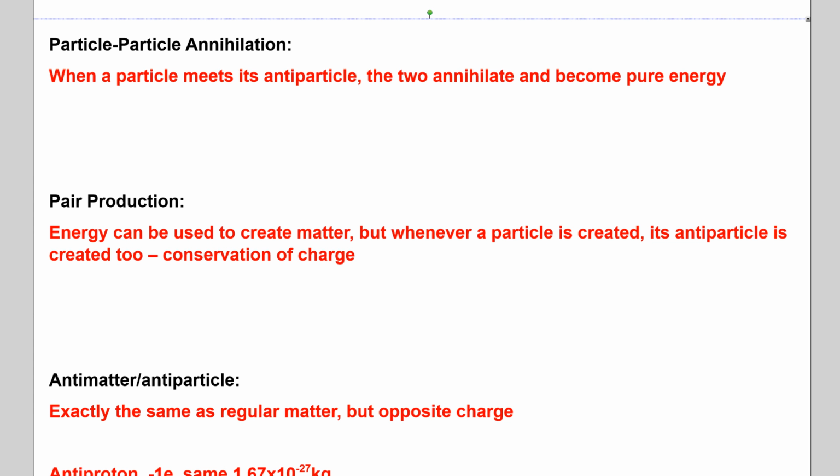So a couple things to deal with E equals mc squared. Particle-particle annihilation: when a particle meets its antiparticle, the two annihilate and become pure energy. The opposite of that is pair production, where we use pure energy to create matter, but whenever a particle is created, an antiparticle is created too, because of conservation of charge.